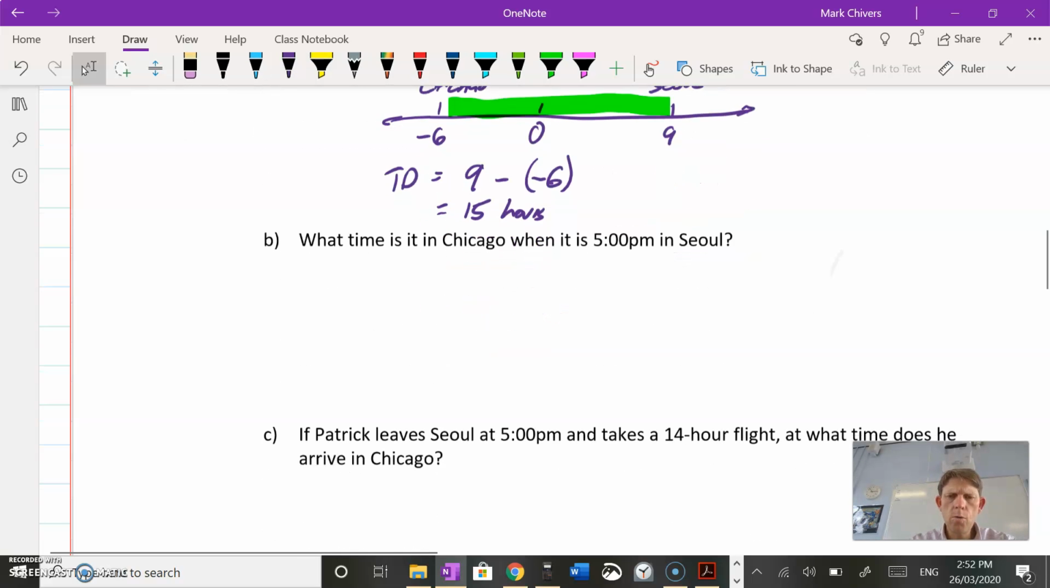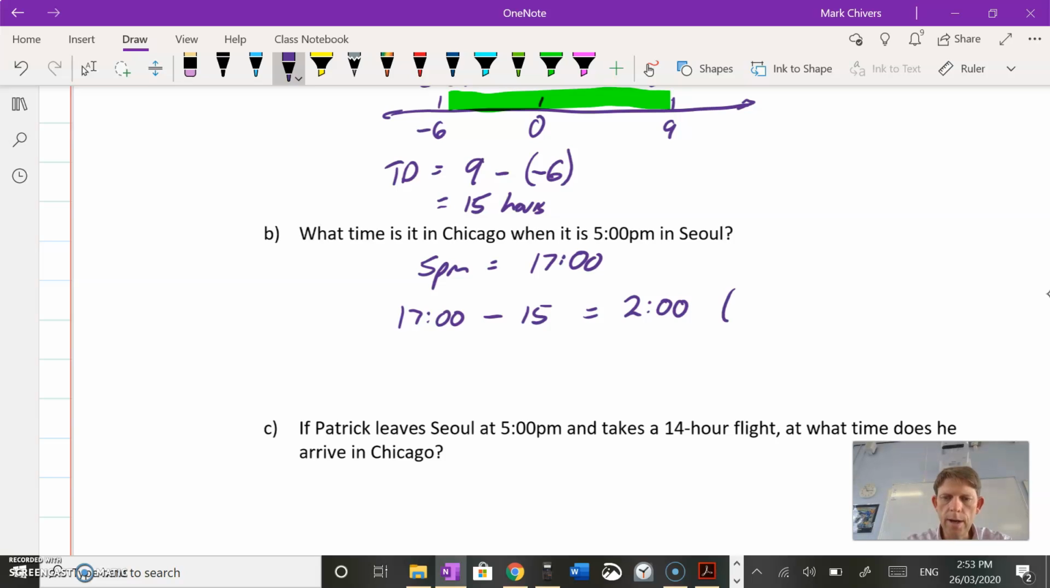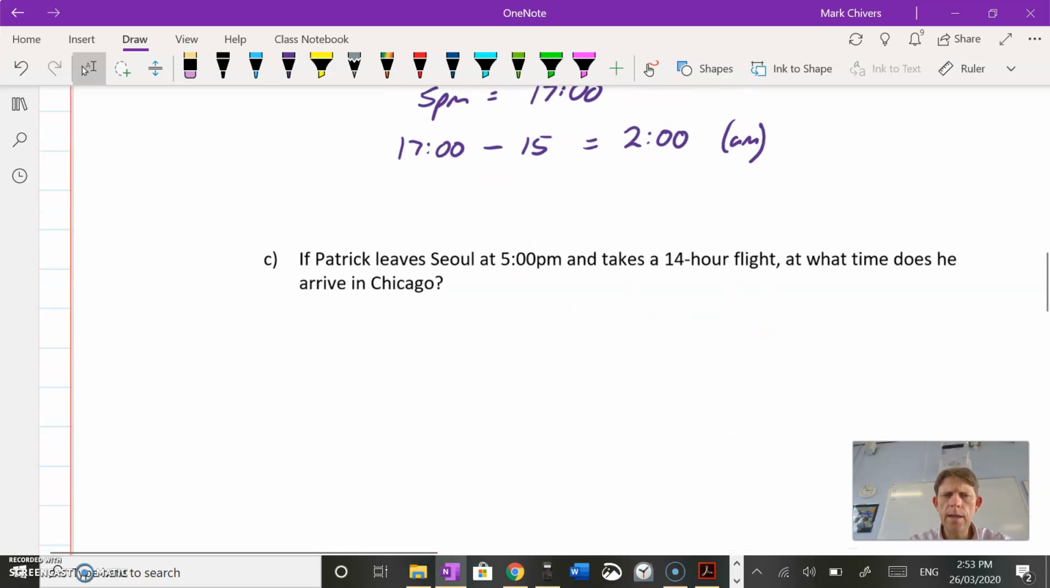Okay. So what is the time then in Chicago when it's 5 p.m. in Seoul? So easiest thing to do with this is convert 5 p.m. into 24-hour time. I find these are a bit easier to do in 24-hour time. So 5 p.m. is 1700. And so if we want to know when it's 1700 in Seoul, it's going to be 15 hours earlier in Chicago because Seoul is ahead of Chicago. So we take away 15 hours and we end up with 2 o'clock, which is also 2 a.m., just so we understand that.